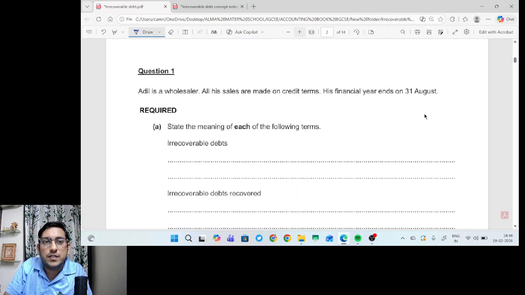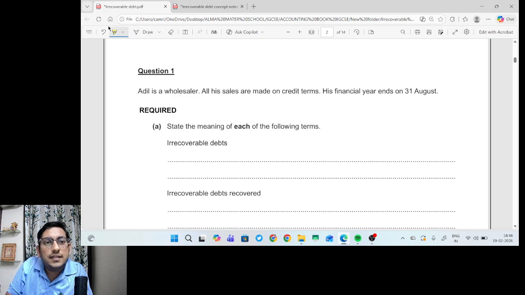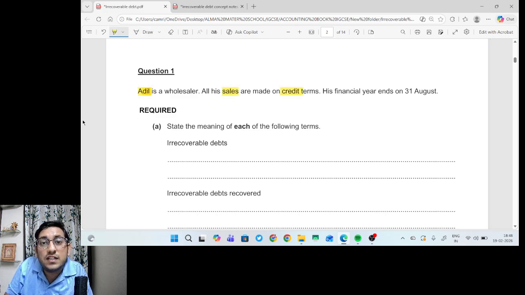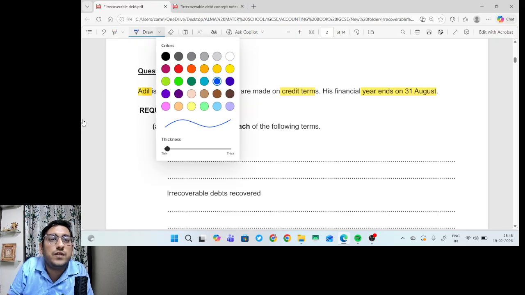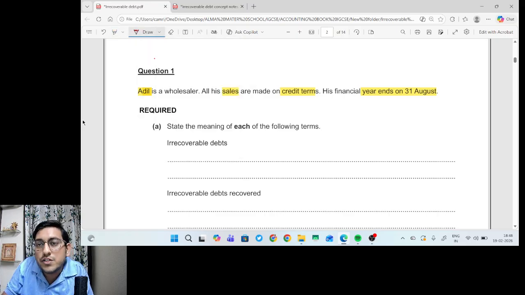Coming to question number one, everyone. Adil is a wholesaler. All his sales are made on credit terms. His financial year ends on 31st August. This is very, very important. Financial year ends on which date? 31st August. You are required to state the meaning of each of the following terms.